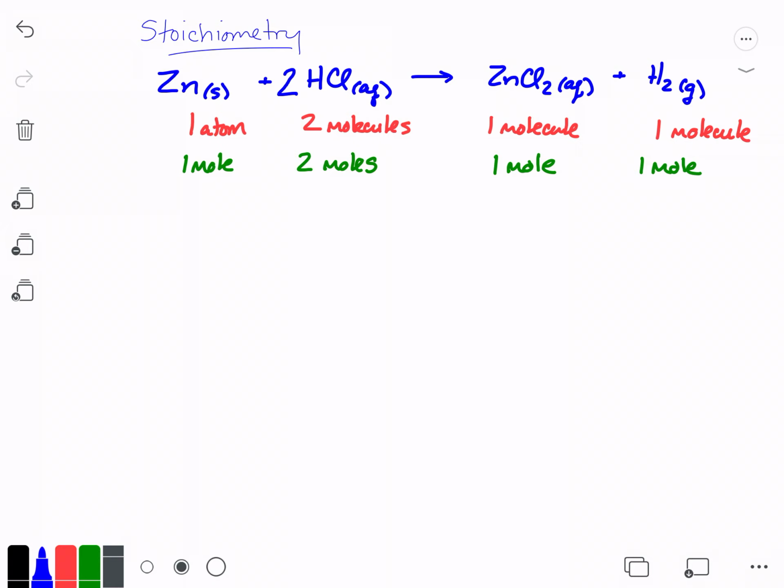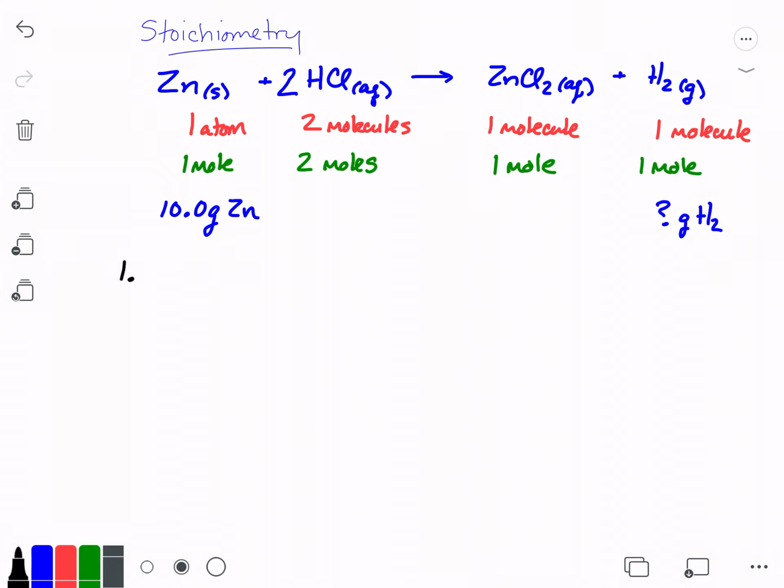So for instance, in this reaction, if I said I was going to use 10 grams of zinc, and I wanted to know how many grams of hydrogen I was going to produce, that's a stoichiometry question. I know the ratio, but that ratio is in counting numbers. It's in atoms and molecules or moles. It's not in masses. And so a stoichiometry problem will always encompass 3 steps.